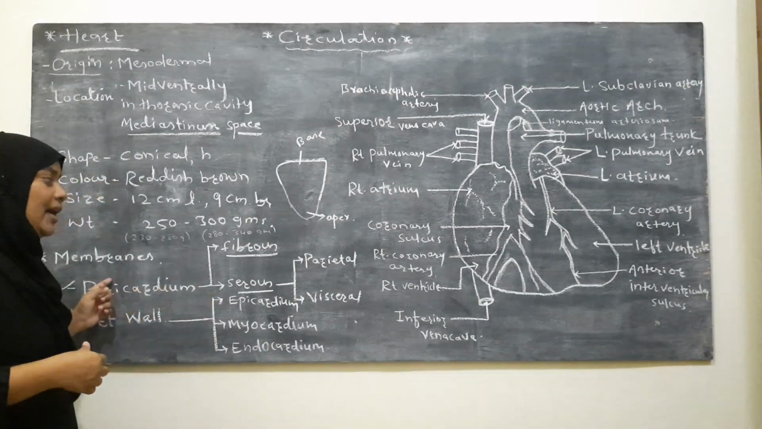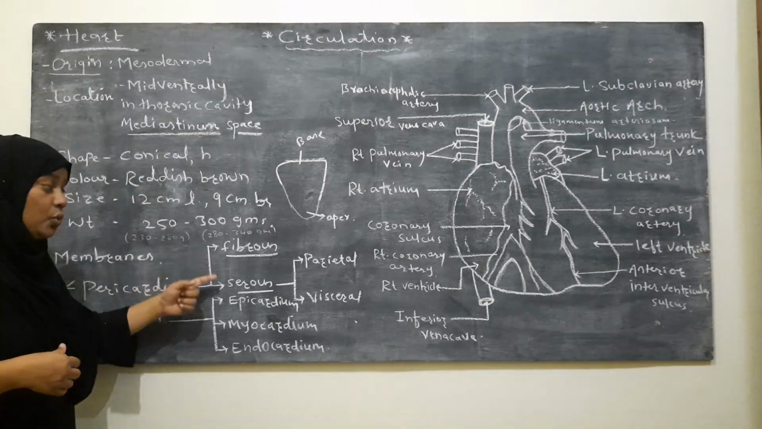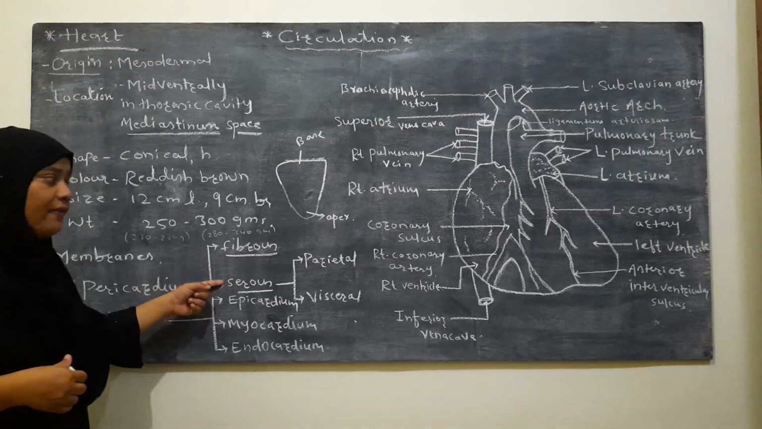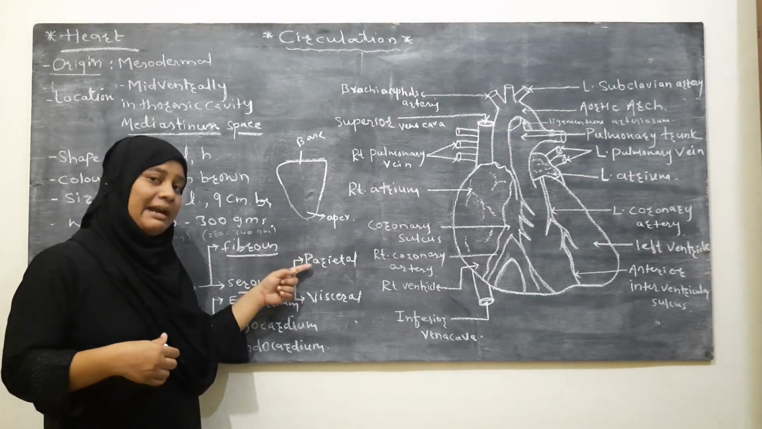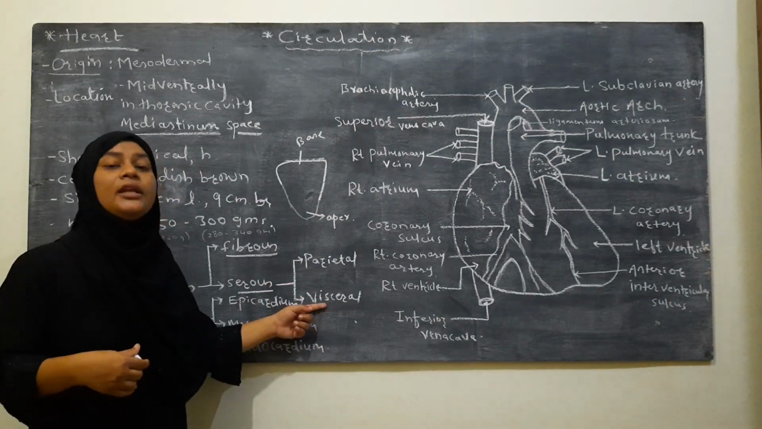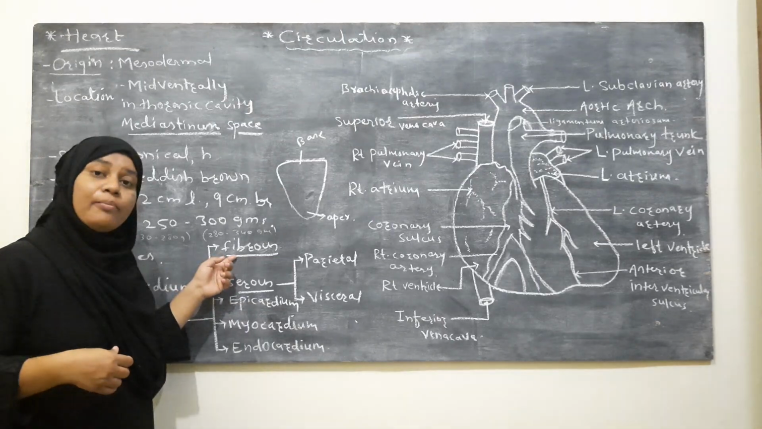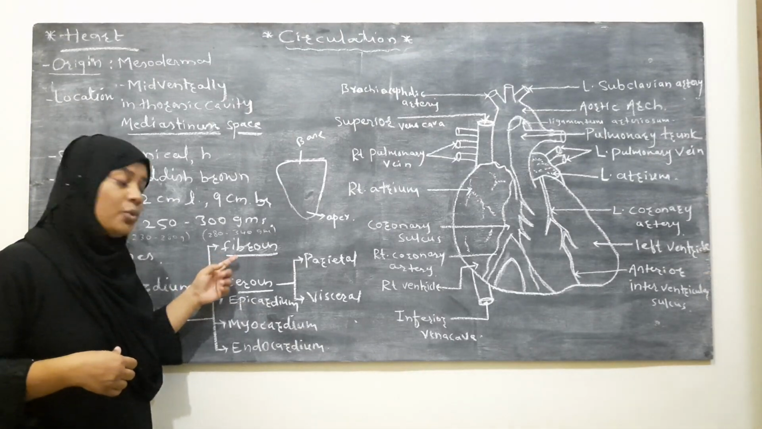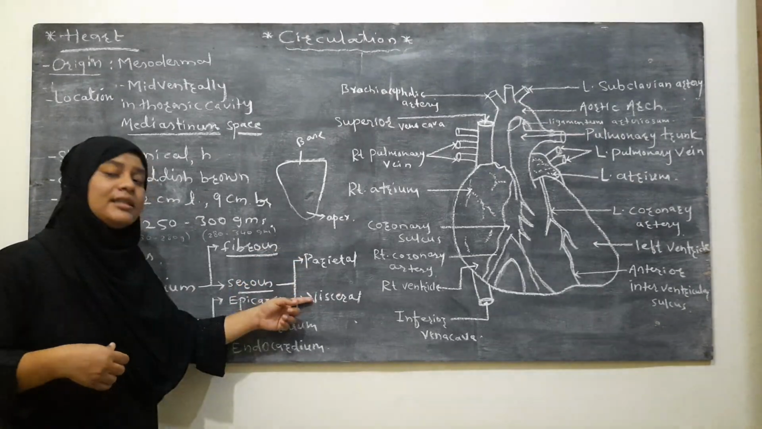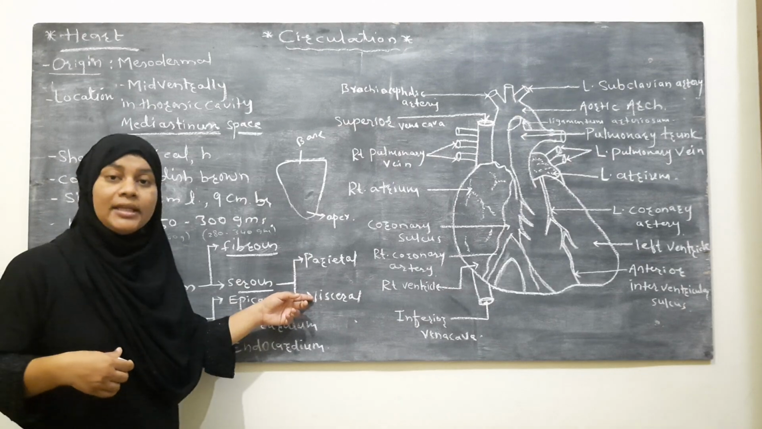So the pericardium again differentiates into two layers, the fibrous layer and the serous layer. This serous layer again differentiates into two membranes. The outer membrane is the parietal membrane and the inner membrane is the visceral membrane. The fibrous membrane is made up of fibrous connective tissue, and both the serous membranes, the parietal and the visceral, are made up of simple squamous epithelium.